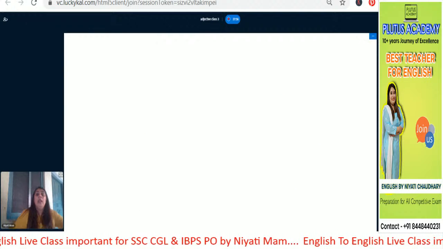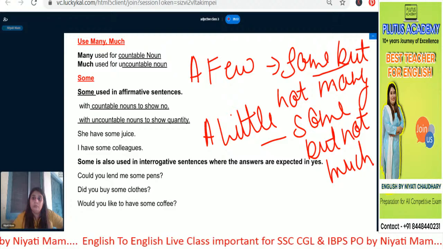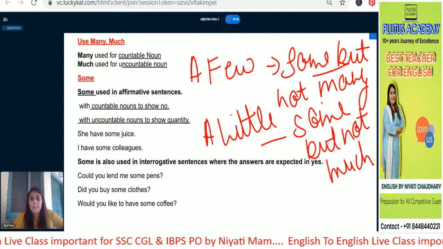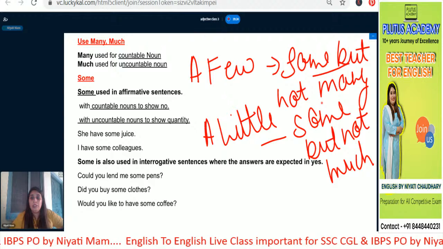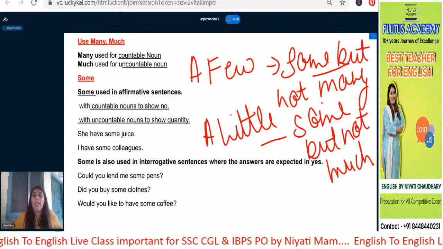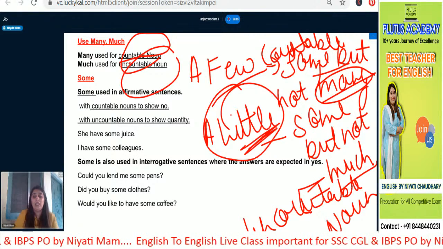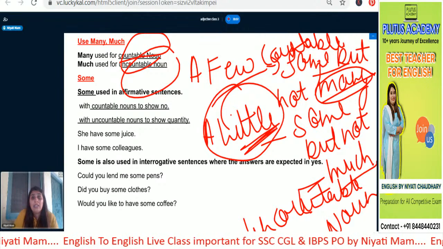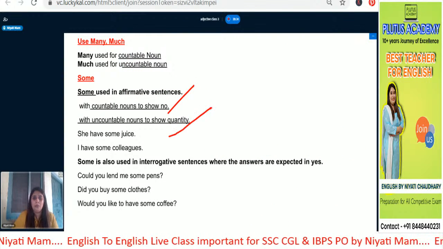Okay. So understand one thing very carefully. Many can also be used with countable nouns. That's why it came in the meaning of a few. And much can only be used for uncountable nouns. You learned in earlier classes that there are certain adjectives which can be used for countable nouns to show number and with uncountable nouns to show quantity.